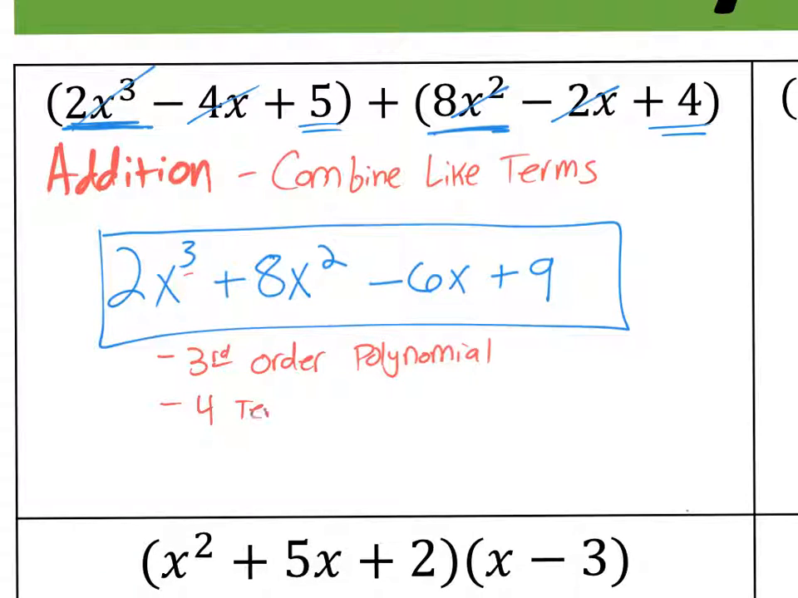And I've got a bunch of coefficients. I've got a coefficient of 2. I've got a coefficient of 8. I've got a coefficient of negative 6. It's just the number in front of the variable. And then those are my 3 coefficients for this polynomial.